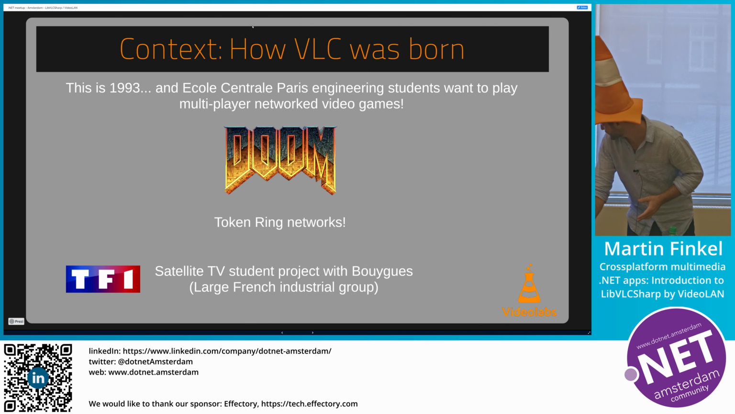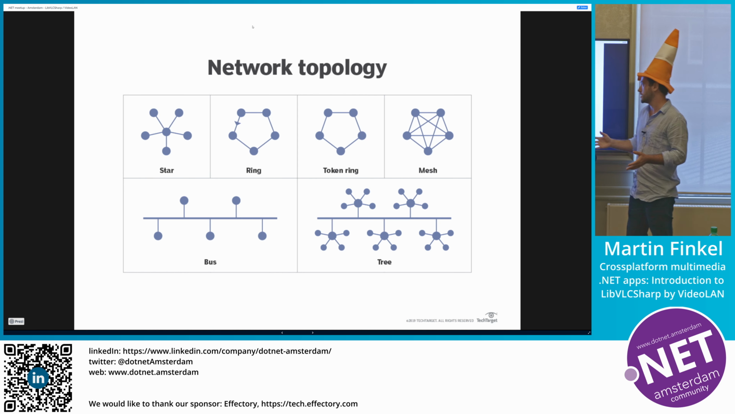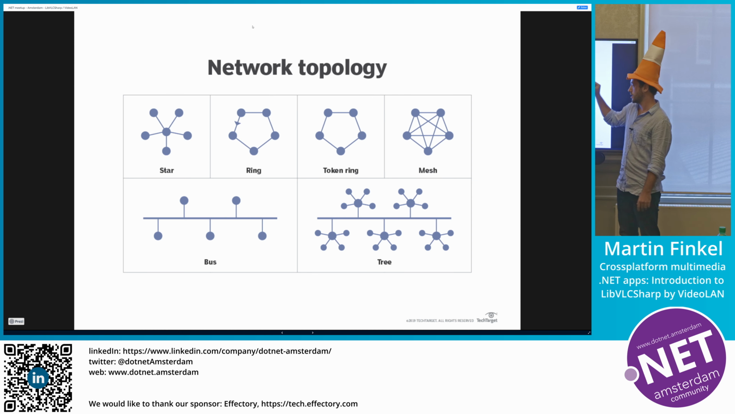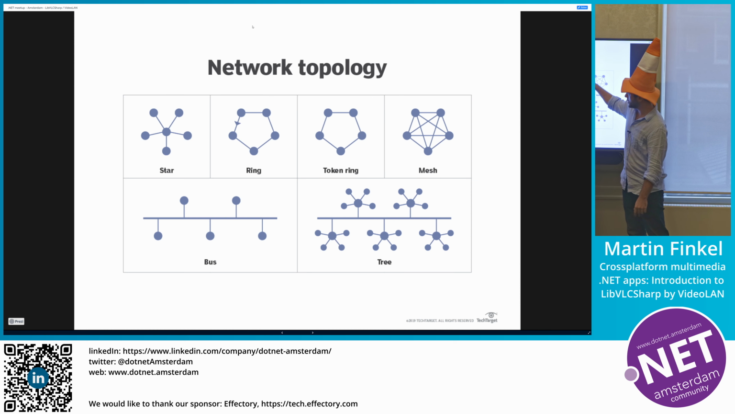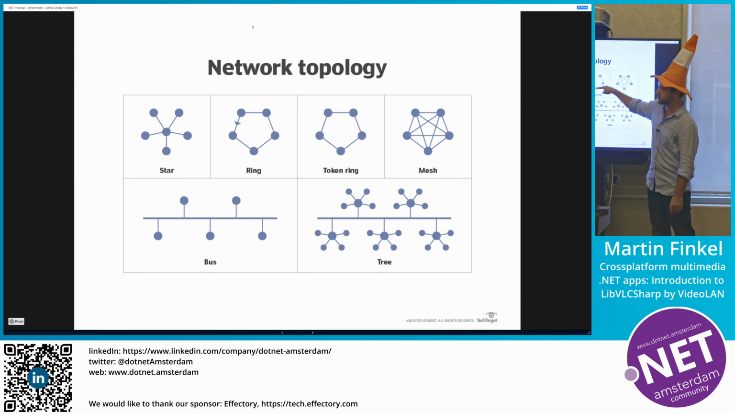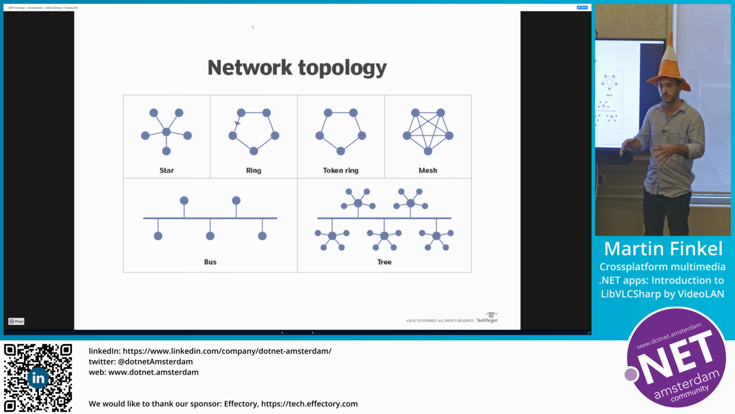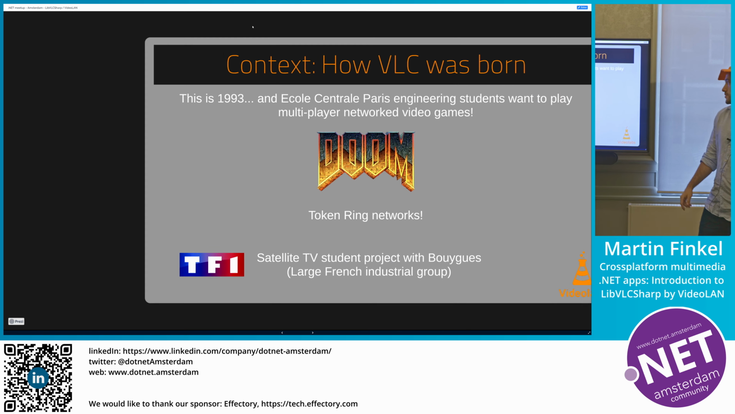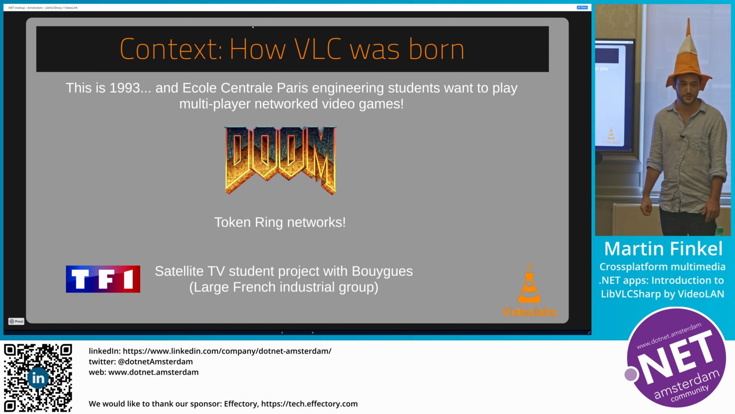The thing is, that university at the time had this kind of network, token ring architecture. And the problem with this network is that every network packet has to go through all the nodes every time. So the more nodes, the more people, the more users, the larger the latency. So it becomes impossible to play because you have too much latency.